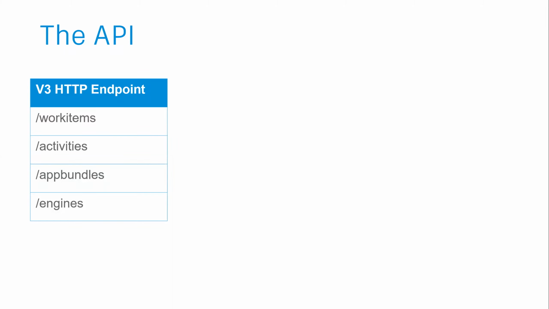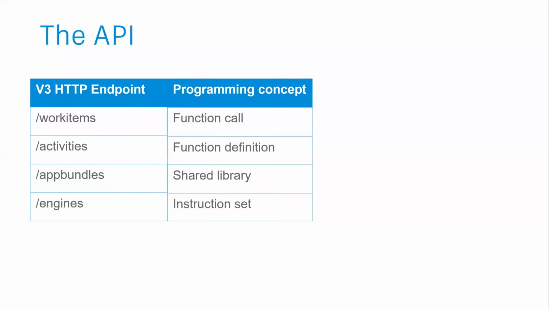These are the 4 main APIs. There are other APIs, you can call them objects or entities if you wish: work items, activities, app bundles, and engines, and they relate to each other in a top-down structure. That is, a work item refers to an activity, which refers to an app bundle, which refers to an engine. If you call activities a function definition, a work item would be a function call. It's the actual job object. Which is why activities have parameters, whereas the work item has the arguments, similar to function definitions and function calls.